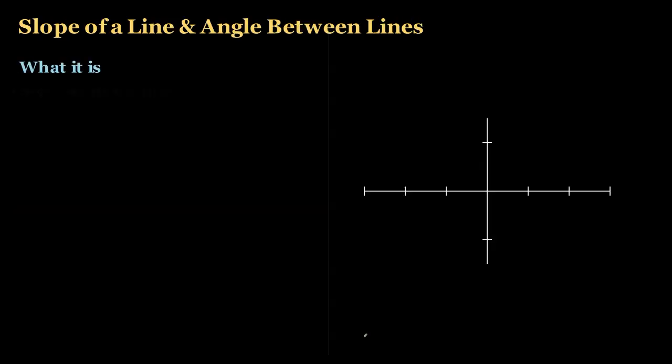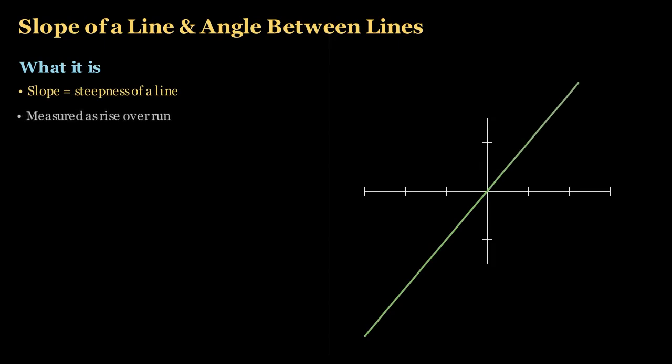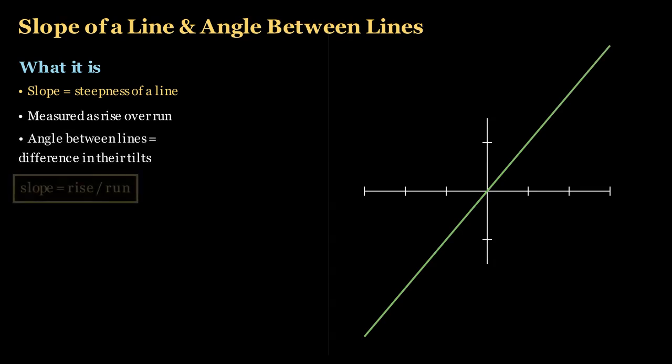Imagine you're walking up a ramp. Some ramps are gentle, almost flat, while others are steep and hard to climb. Slope is simply a number that tells us how steep a straight line is. It's the amount the line rises vertically for every step you take horizontally, what we call rise over run.